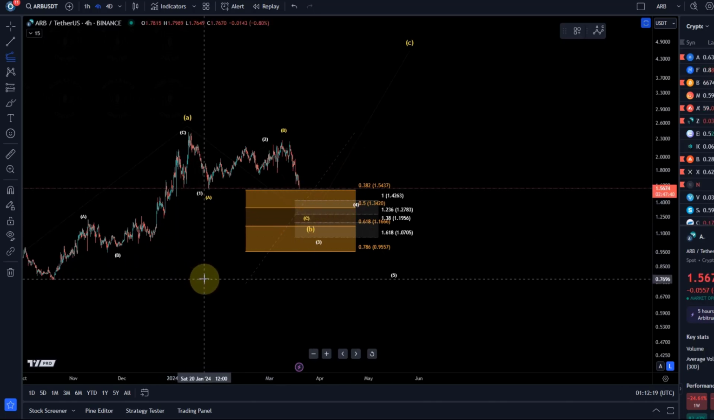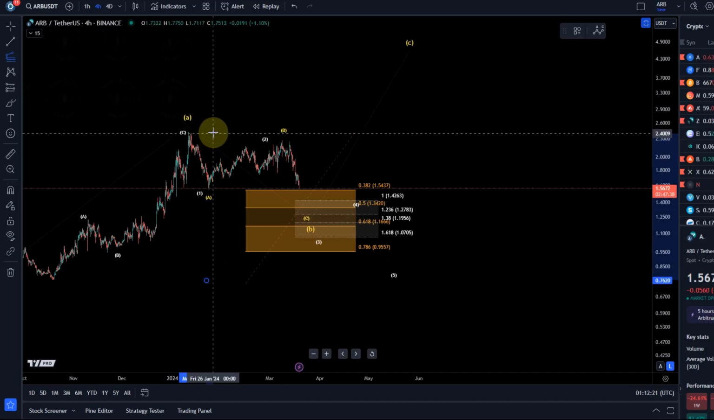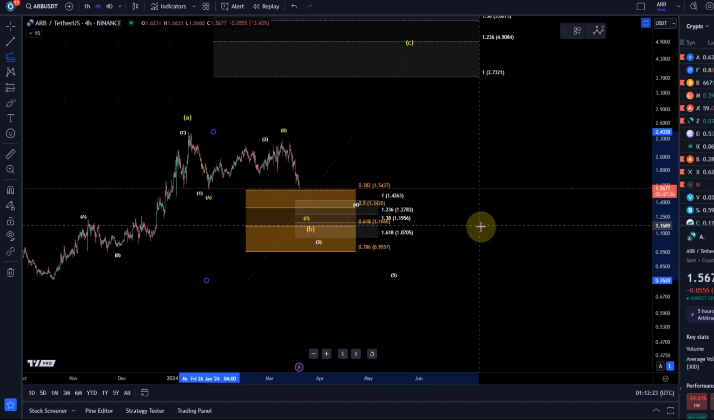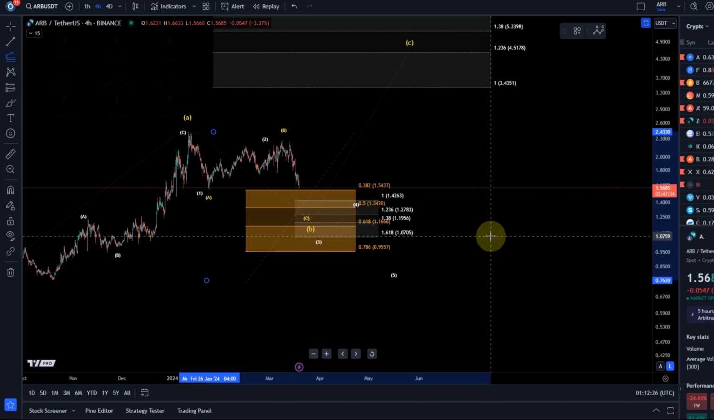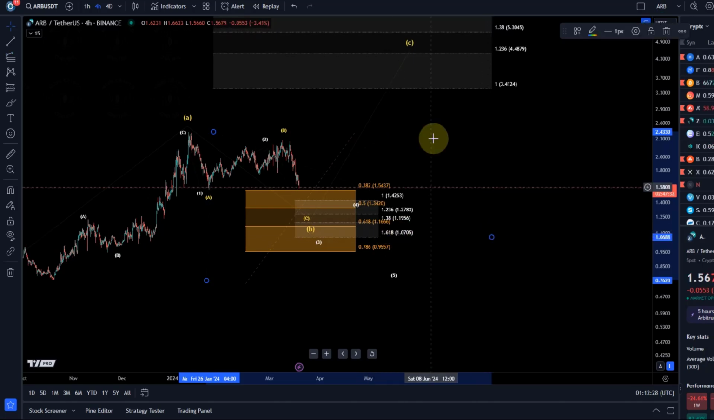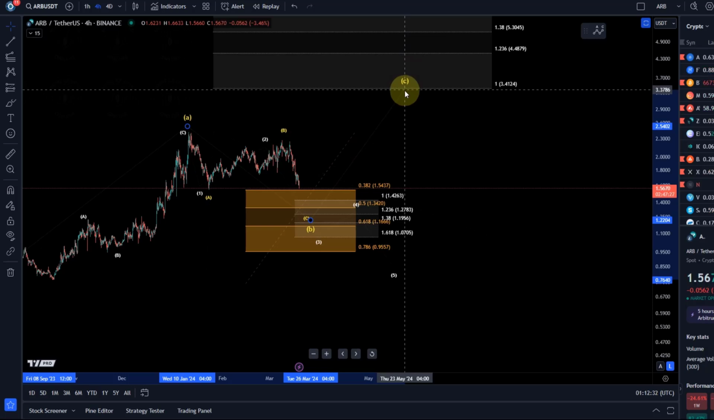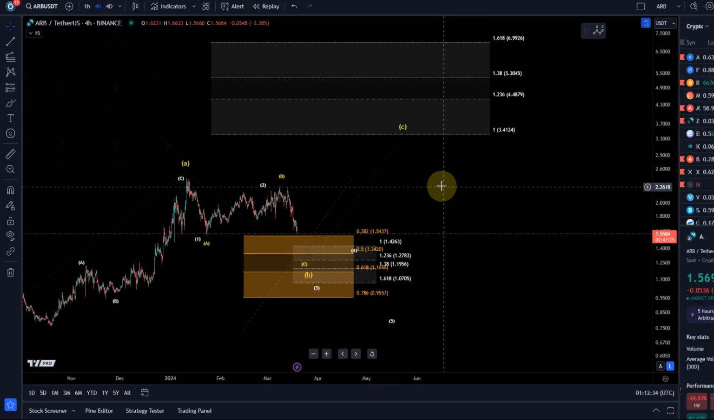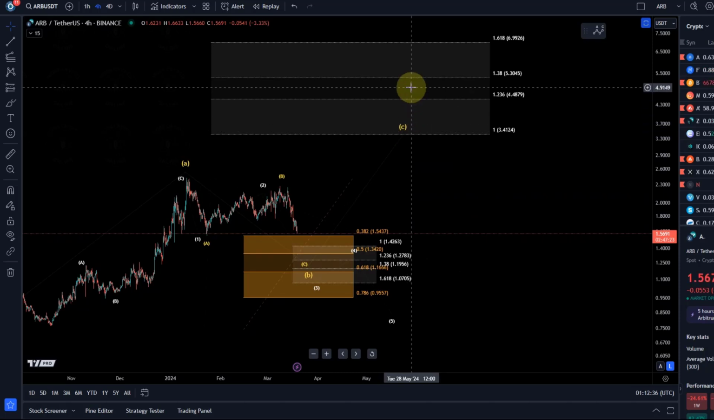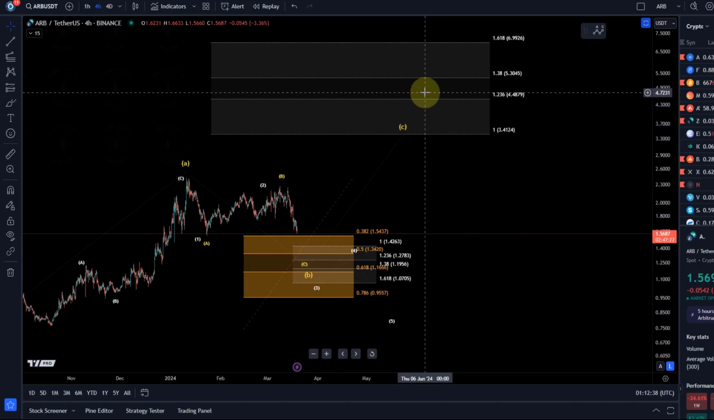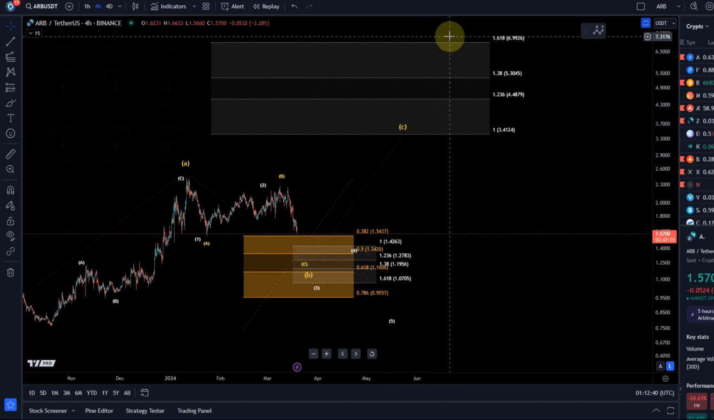Now, with that information, we can project out the target for wave C. And I would just use, for now, the lower one at $1.07. Then a C wave target would be $3.41. That would be the first target. They can easily extend, for example, to $4.48, $5.30, or $6.99.